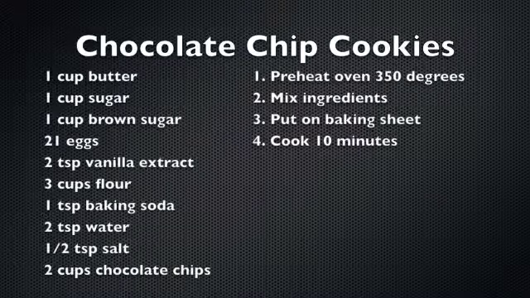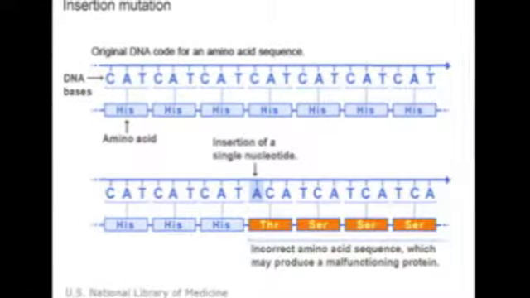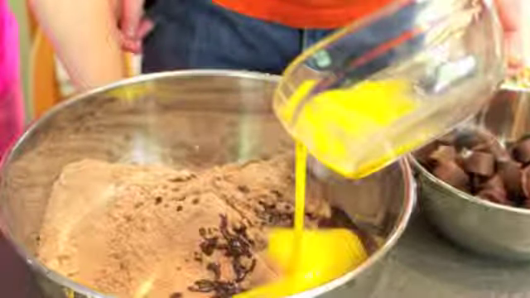For insertions, an insertion has occurred where it says 21 eggs instead of 2 eggs. In this type of mutation, there is an addition of extra DNA into a section of the genetic material. Imagine adding 21 eggs to a batch of cookies. Talk about gross. This dramatically changes the recipe.